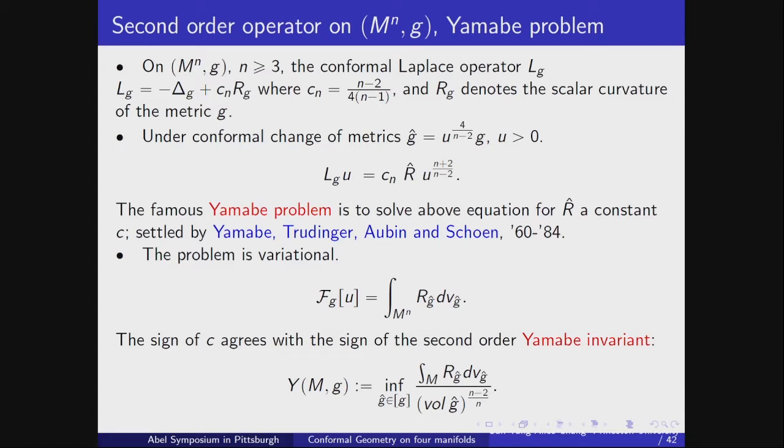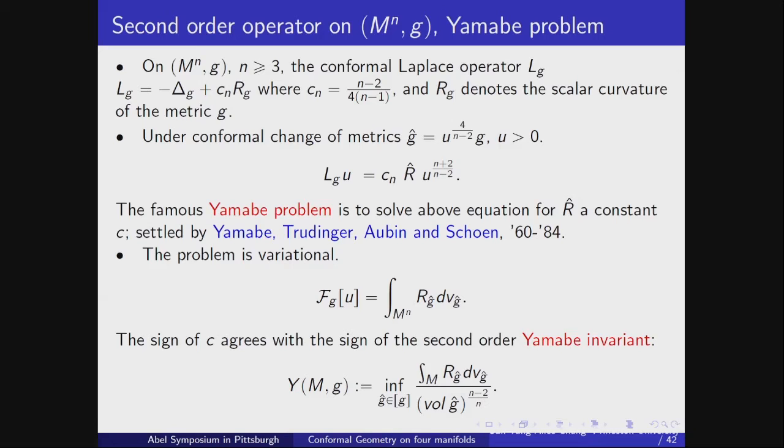This operator also has a conformal covariant property. That is, if we change the metric g to g hat by a conformal change, this operator prescribes the scalar curvature R hat of g hat in this semi-linear PDE: L_g of u is equal to R hat times u to a certain power. This equation was extensively studied from 1980 to about 2000 by a series of workers, and that's called the famous Yamabe problem.